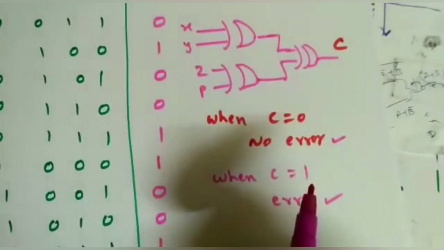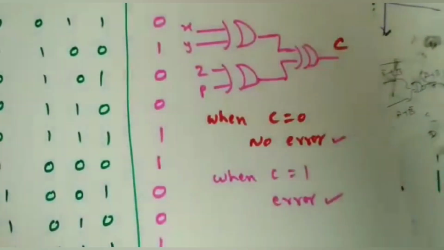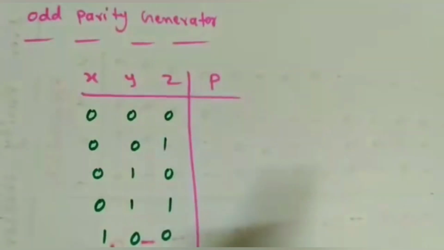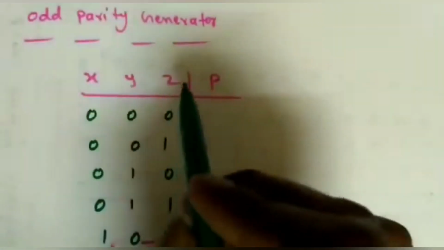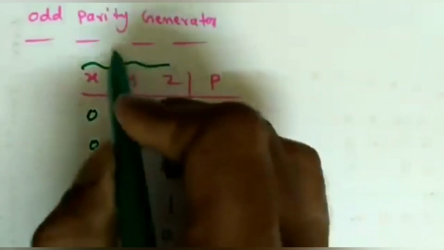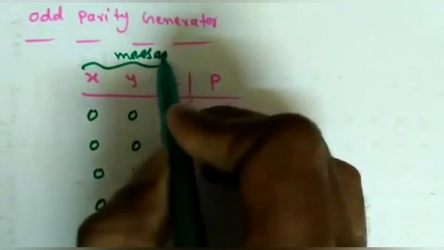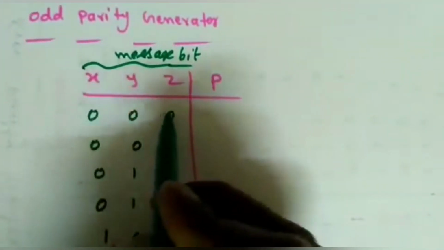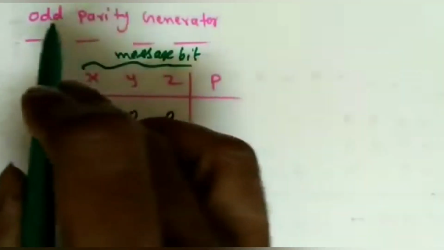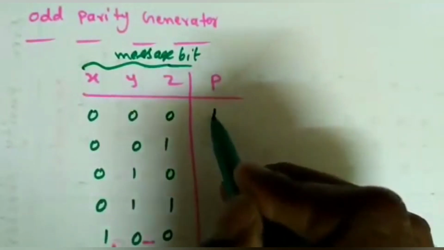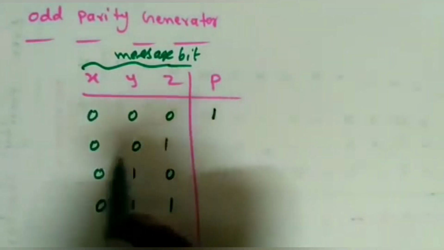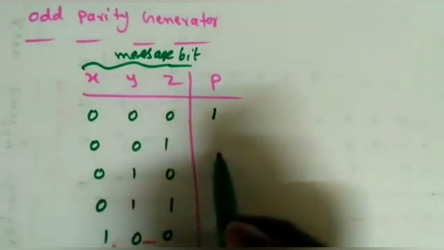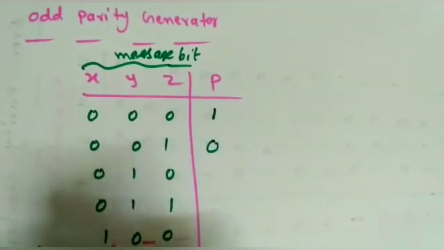Now we'll see the odd parity generator and odd parity checker. What this means is, it will count the number of ones in the message bits. Here there is no 1 at all, so to make it odd we need to add 1 as the parity. Here already a 1 is there, which is odd, so no need to add any 1.